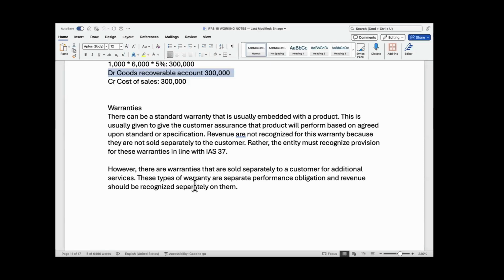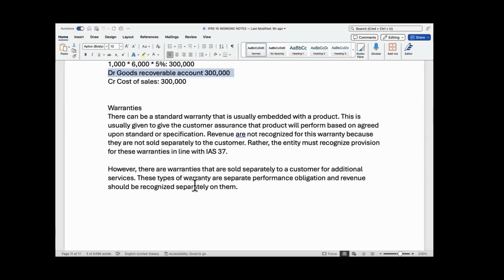In fact, the company must recognize a provision for that warranty because there is a present obligation, and it is probable that there will be an outflow of economic benefit because you have sold it to them. You can estimate that a portion will be returned and will require repairs or updates, then you need to make a provision.